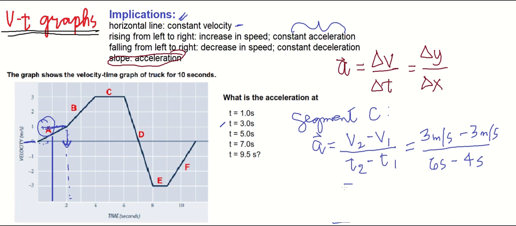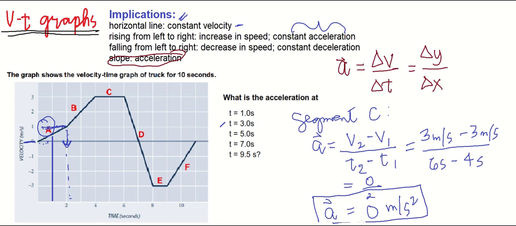So if we subtract 3 with 3, we get 0 divided by 2. 0 divided by a number, you get 0. So we have 0 meter per second squared, which is consistent with the trend that we have established na kapag horizontal line ang nakikita natin sa VT graph, it has a constant velocity. Ibig sabihin, walang acceleration. Kaya, bokya, we have 0 acceleration here based on our computations as well.